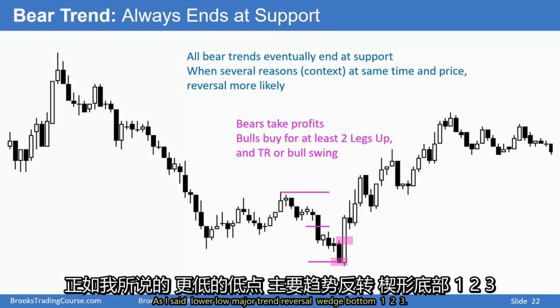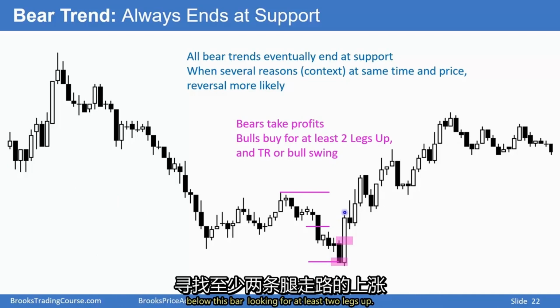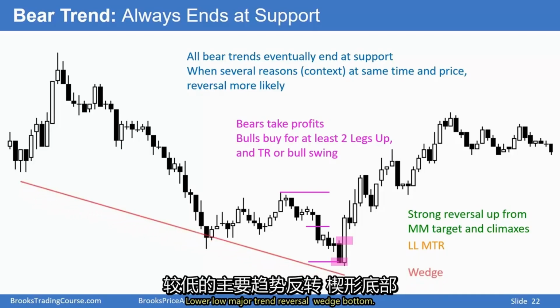As I said, lower low, major trend reversal, wedge bottom, 1, 2, 3. Bulls will start buying either bear closes or above that bar, bull closes, any reason below this bar, looking for at least 2 legs up. Up to where? Up to measured move targets. Lower low, major trend reversal, wedge bottom.